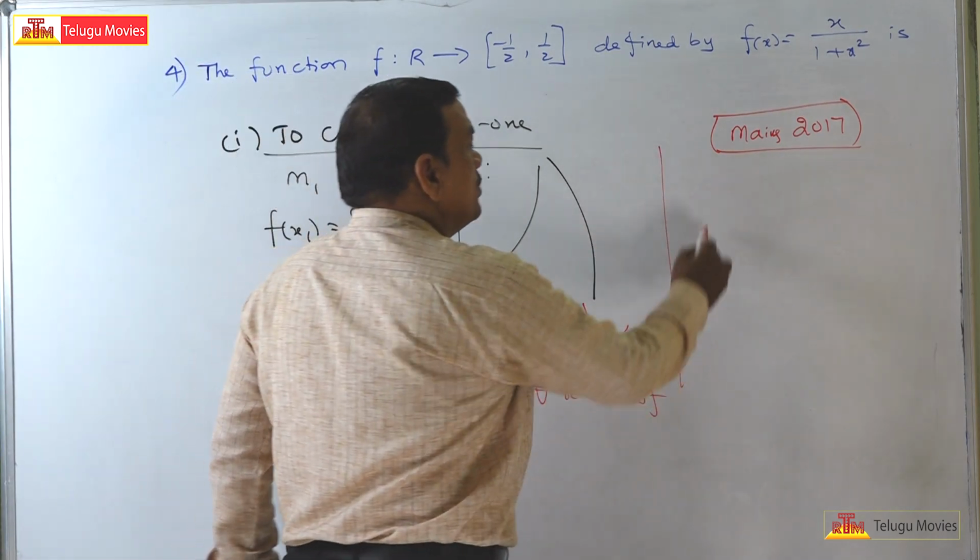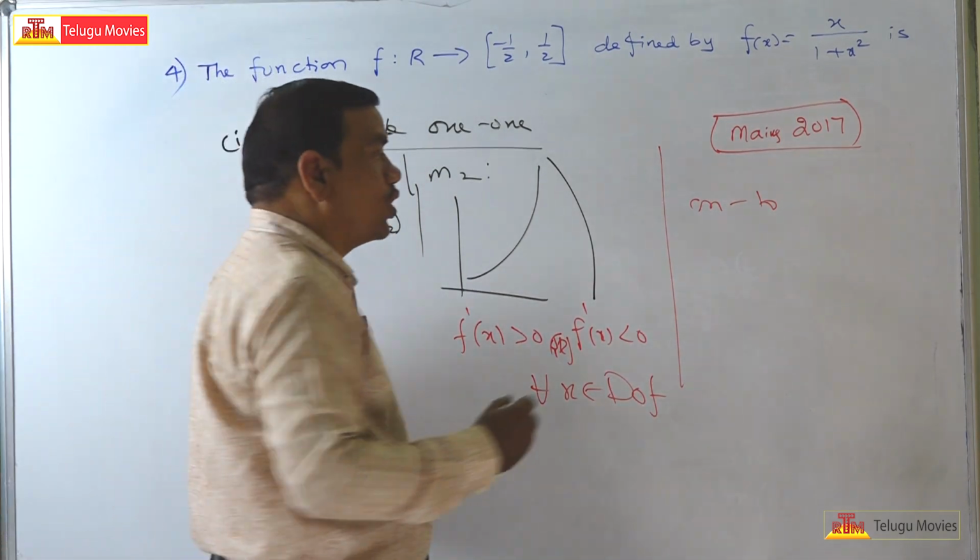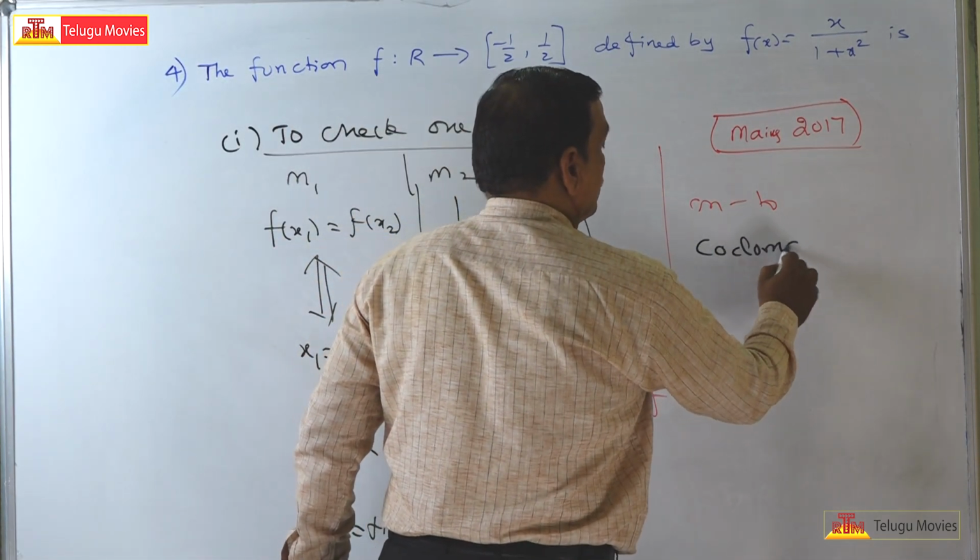So to show that it is an onto function, a very easy method is that codomain is equal to range.